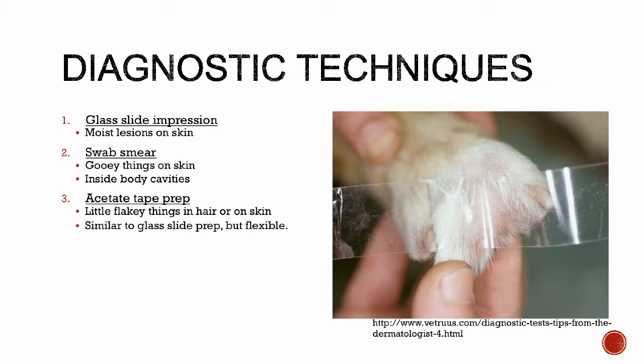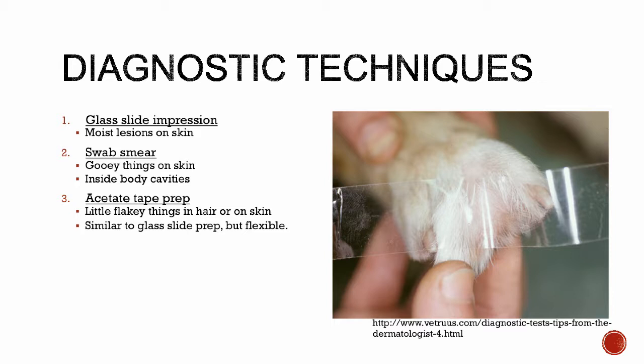And these are great for things that are inside the hair or on the hair, or in little tiny crevices that are hard to reach. So you can actually use these somewhat like a trichogram and just look at them without staining and without high power to find things like lice or Cheyletiella. Or you can actually stain your acetate tape like you would stain a glass slide and use it to find yeast and bacteria.